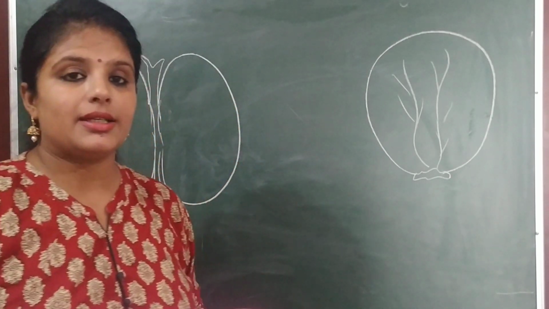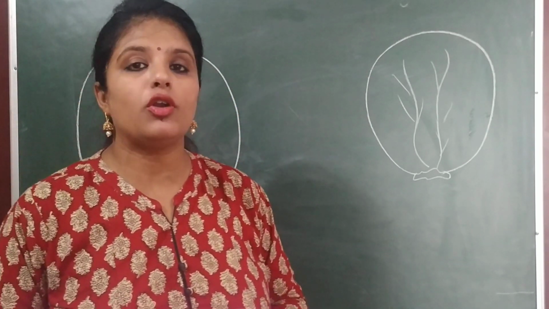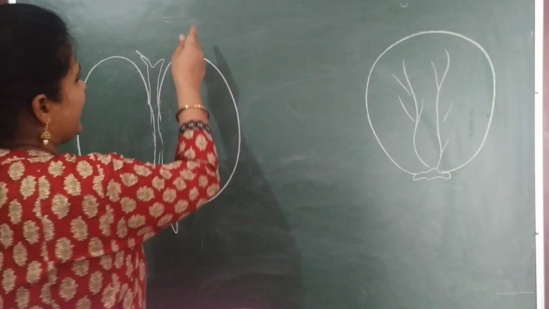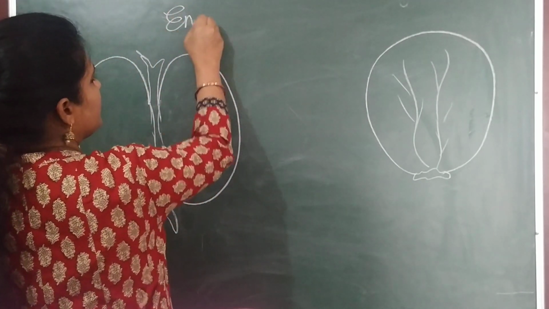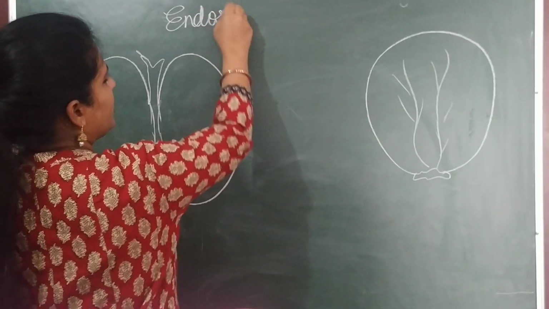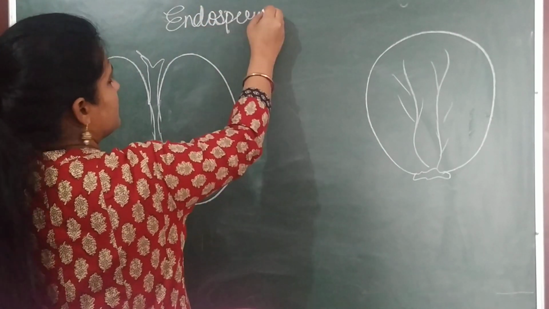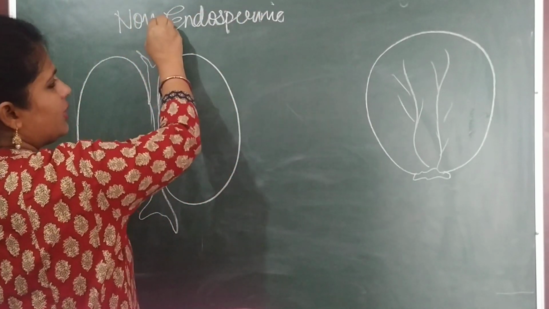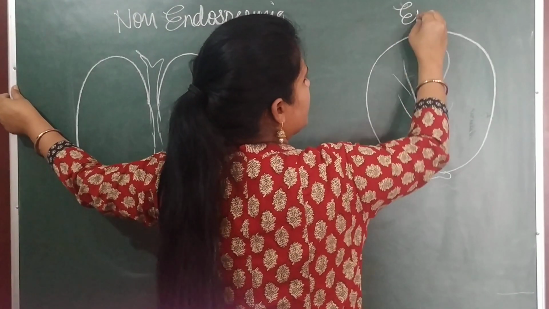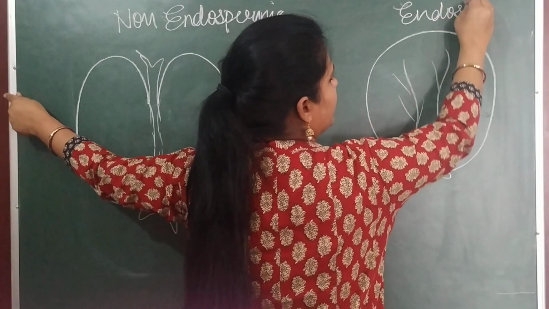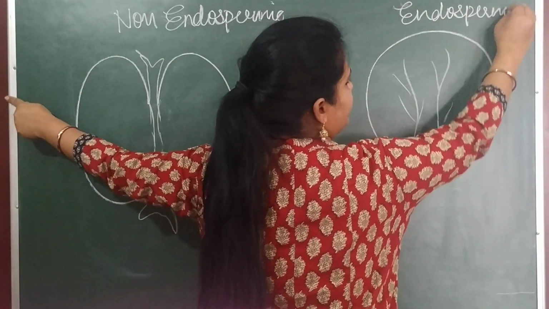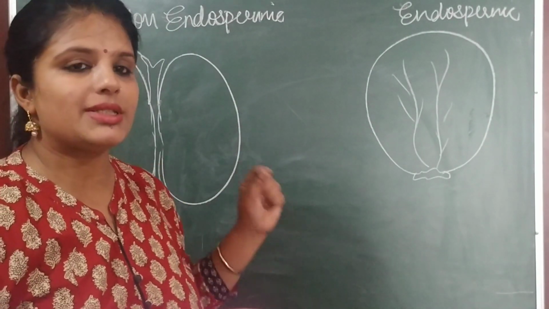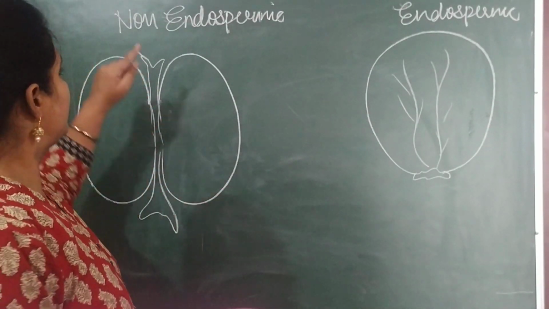So now let's discuss the structure of an endospermic and a non-endospermic dicotyledon seed. This one is the non-endospermic dicotyledon seed, and this one is the endospermic dicotyledon seed. Both of these seeds are dicot, which means both have two cotyledons.